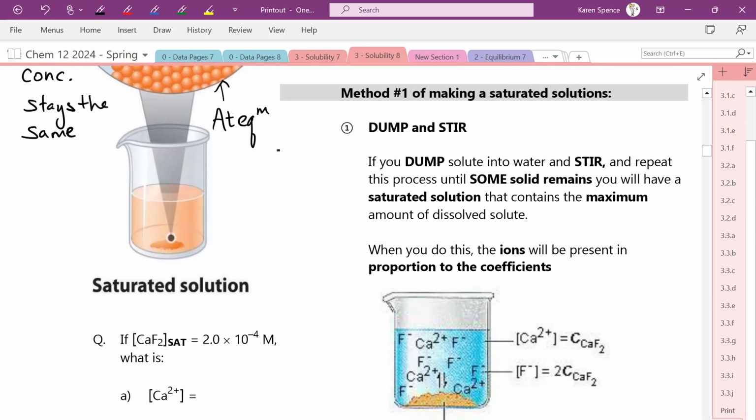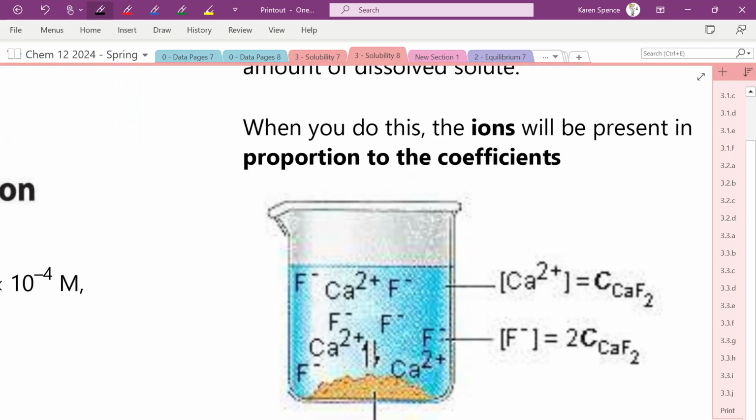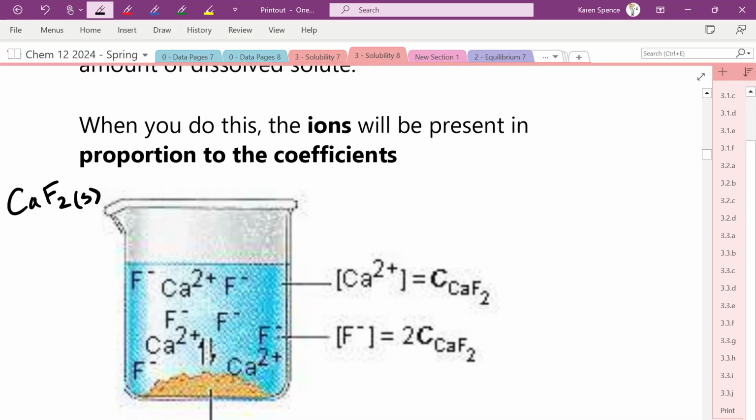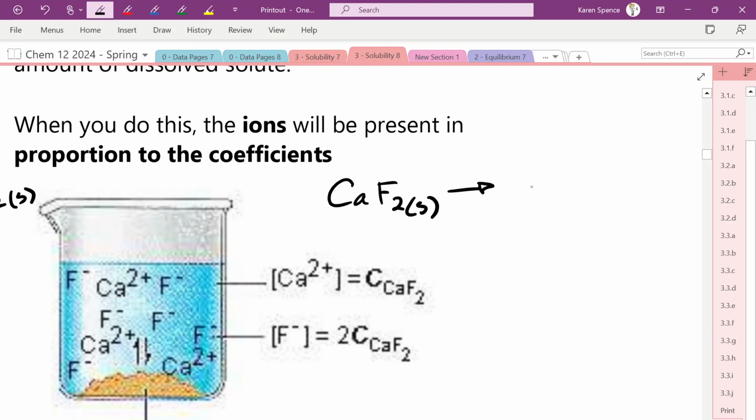Now, when you dump in your solid, let's say we had some solid calcium fluoride, CaF2 solid. When CaF2 dissolves, how many calcium ions do we get? We get 1 calcium. And how many fluorides? 2 fluorides. So if I'm dumping calcium fluoride into the solution, I have a 1:2 ratio.